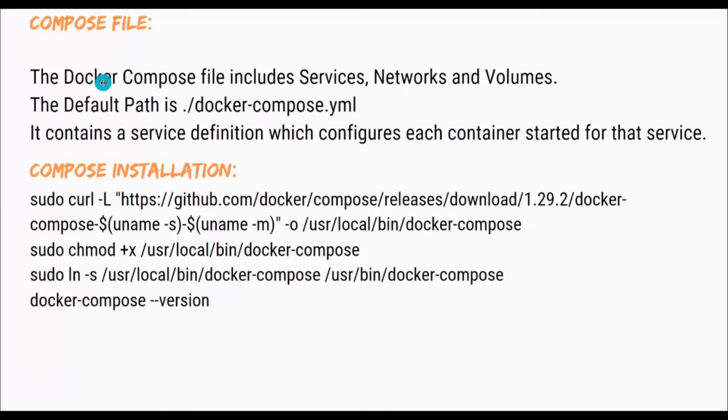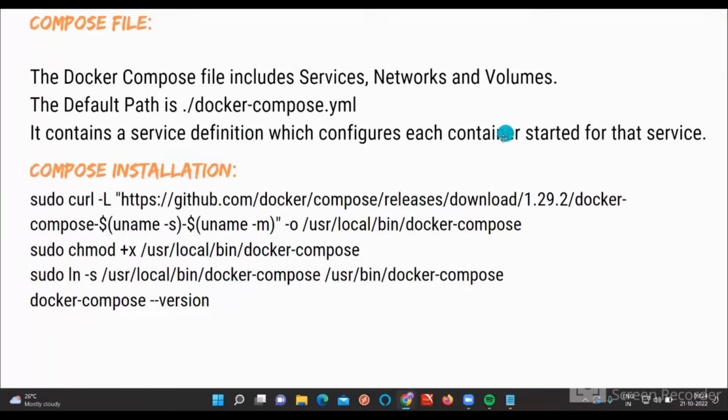Docker Compose file includes services, networks, and volumes. We are able to access a single service with multiple ports. For example, a service is running on 8080, I can access the service on 8081, and I'm able to access the same service on 8082. So that thing is possible in a Docker Compose file. Next, how to install Docker Compose?